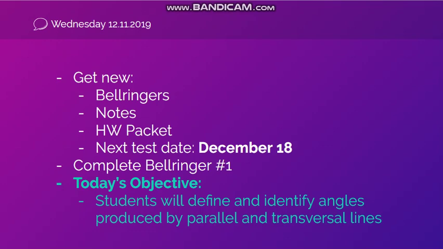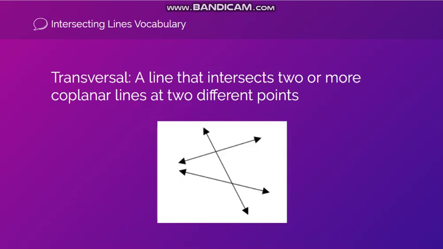All right. So in your notes packet, which is the green one this time, I think, we've got 4 vocabulary words. A transversal is a line that intersects 2 or more coplanar lines at different points. All of this unit is going to cover coplanar lines. We're only dealing with one plane at a time here. So a transversal is any line that crosses 2 or more other lines.